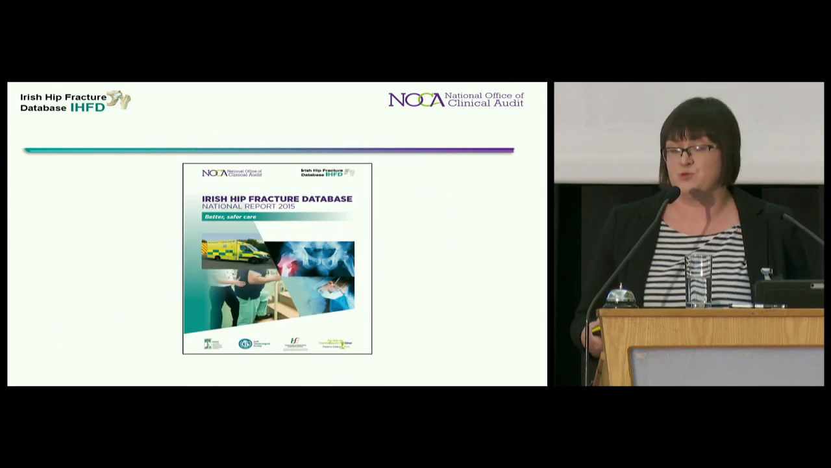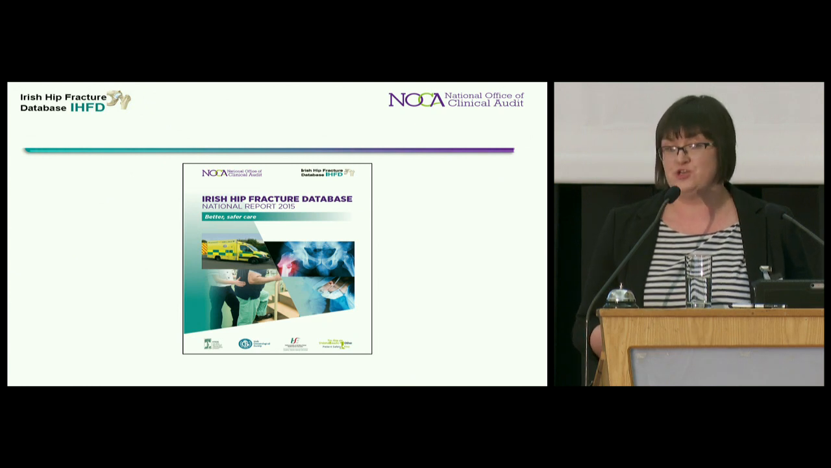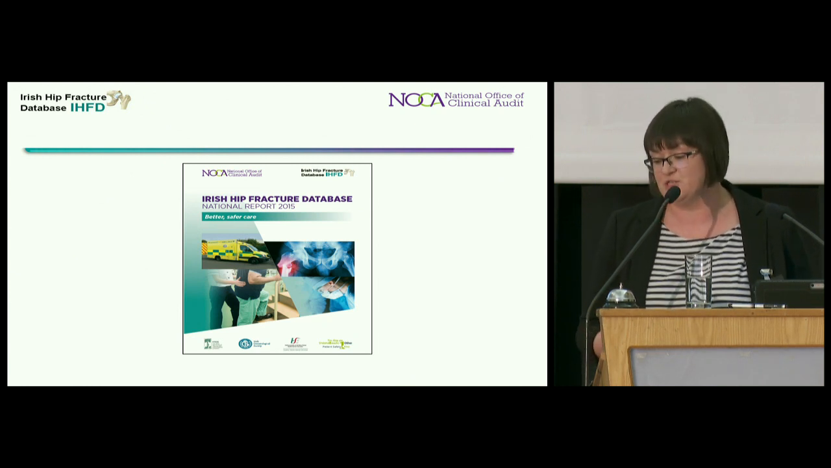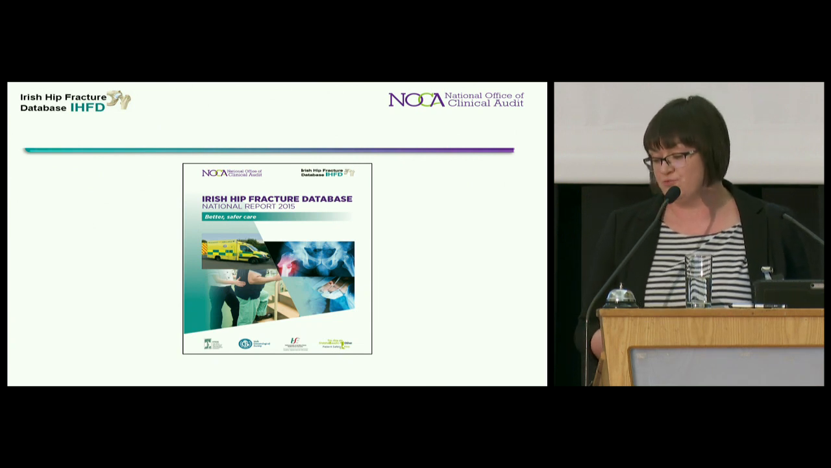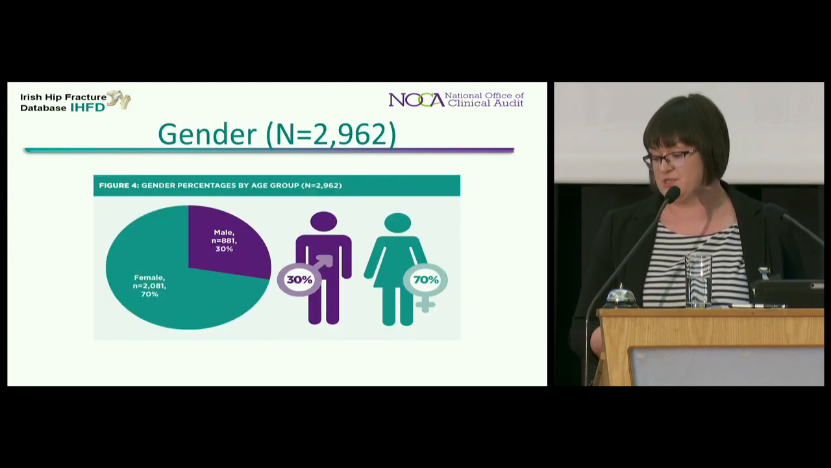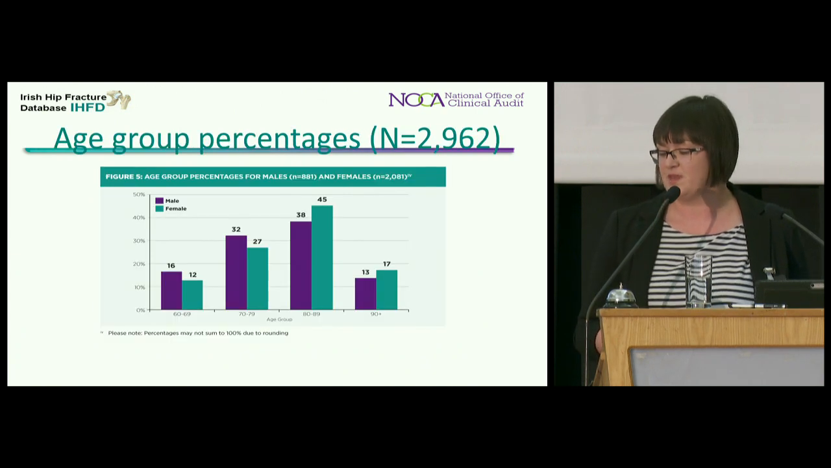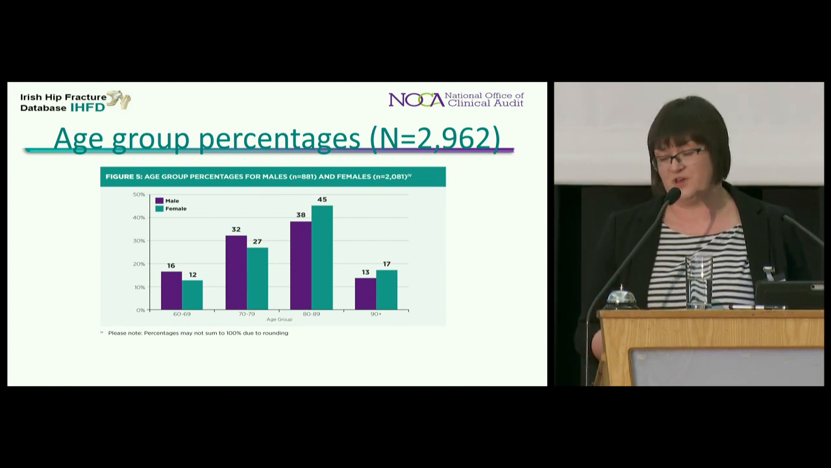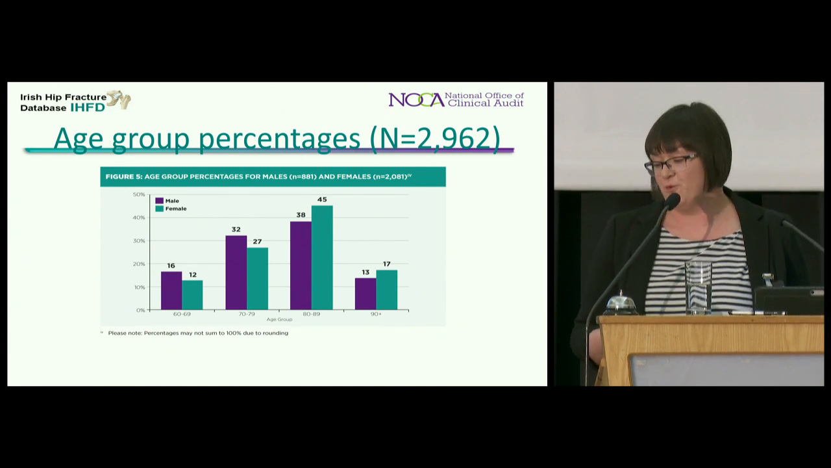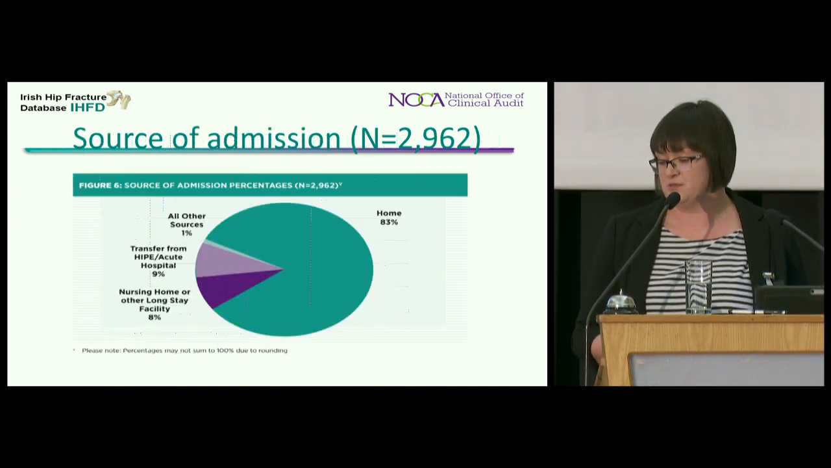So I was going to just present a little bit of the data from the 2015 report, just to show the value of having this information and what it's doing for clinical people on the ground to improve care of hip fracture patients. So 70% of our hip fractures are female. And as you can see there, the majority of patients are old, so over 80 years of age. And we've a growing number of over 90s now coming through over the last number of years.